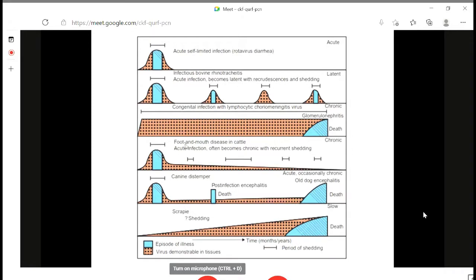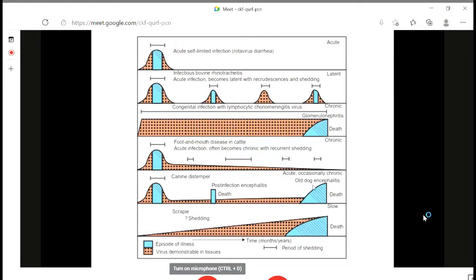In foot and mouth disease virus, clinical manifestation will be shown in the acute phase of the disease, and gradually the virus will decline and persist for a longer period. So this is a type of chronic persistent infection. And these particular stages may act as a reservoir or source of infection for animals.